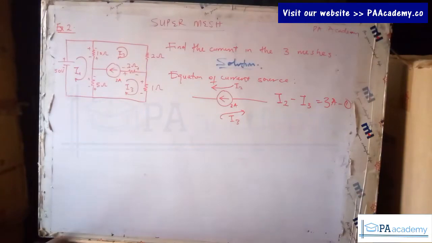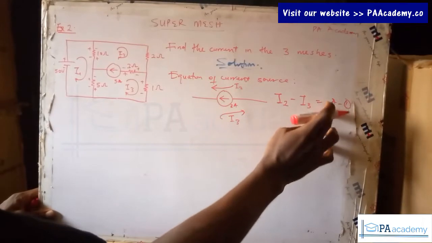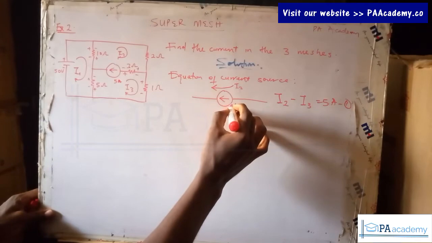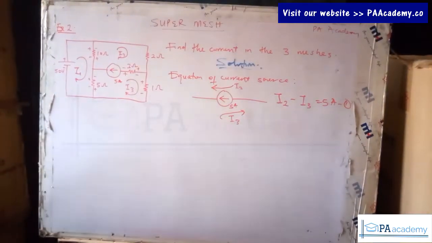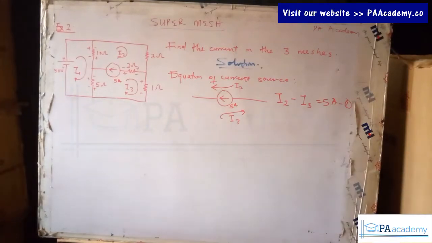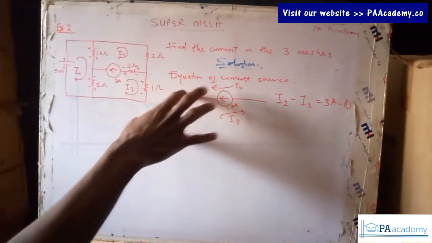Before we continue, so that it will look different from the other question, let's make this 5 instead of 3. Since we've not gone far, it won't affect much. Sorry, let's just leave it the way it is, 3 amperes. So we've gotten the equation of the current source.